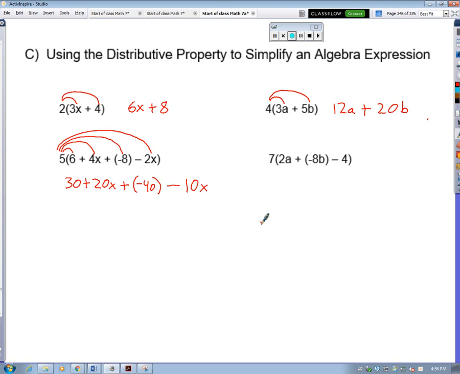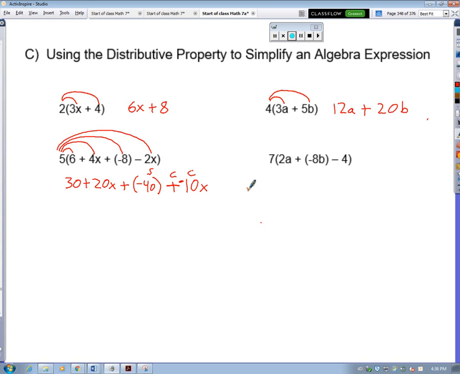Now, check this out. We can simplify because we have some things that are the same. We have some x's and we have some regular numbers. First, let's take care of this minus sign. We like to take care of that. We'll do a same change. That's going to stay the same. Change. Make that into a plus. Make that into a negative. Now we're ready to start combining some stuff here.